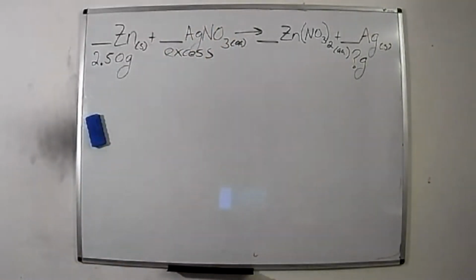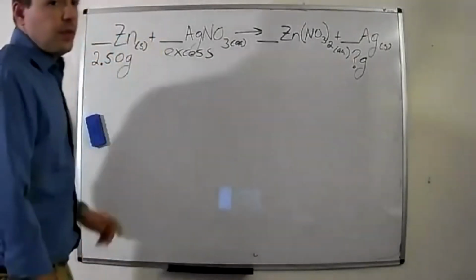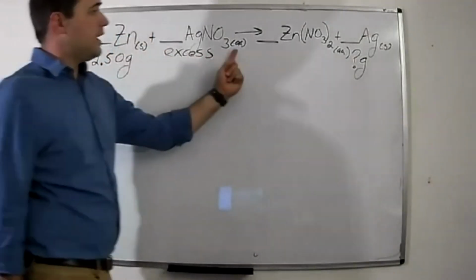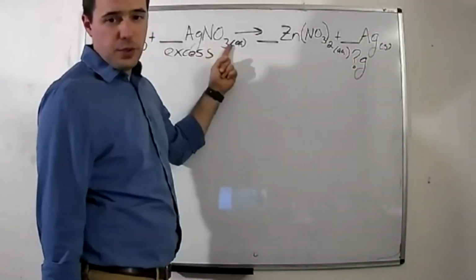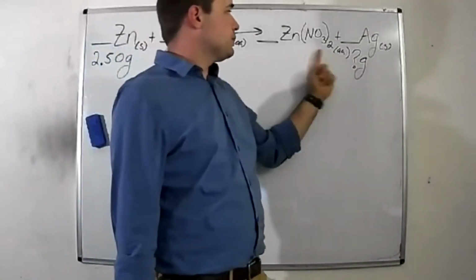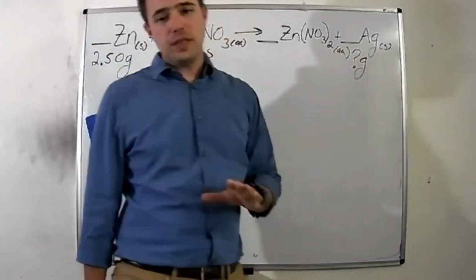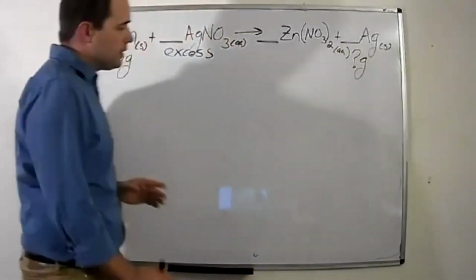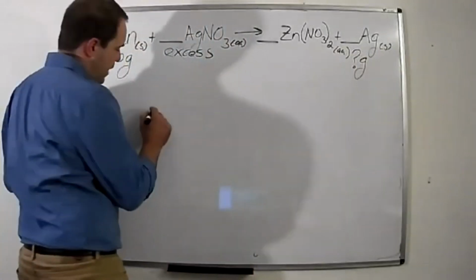Is that a 5 or a 3 under zinc? That is an S. So that's solid zinc. This is an aqueous solution. That's an AQ. This is an aqueous solution, and that's an S for solid. So the states of matter don't impact the math. Essentially, this should allow you to visualize what's happening.